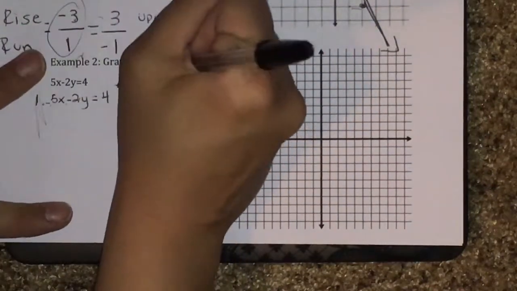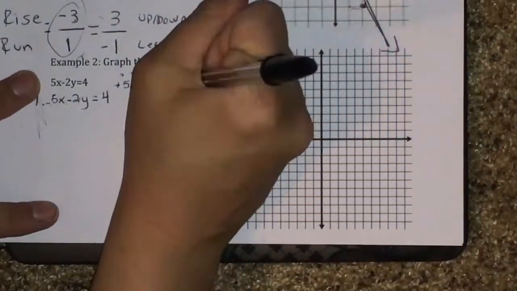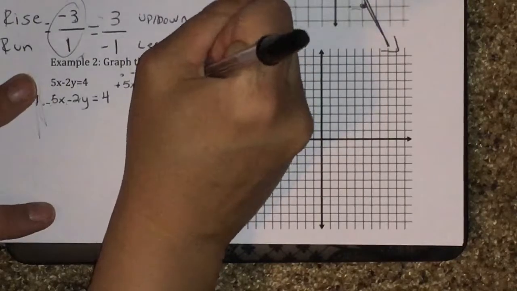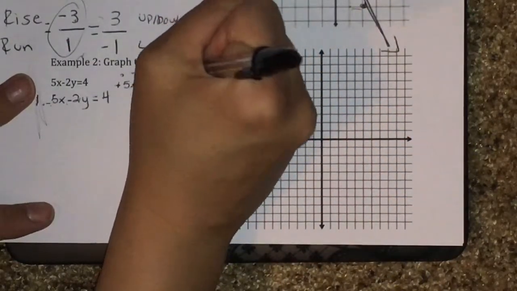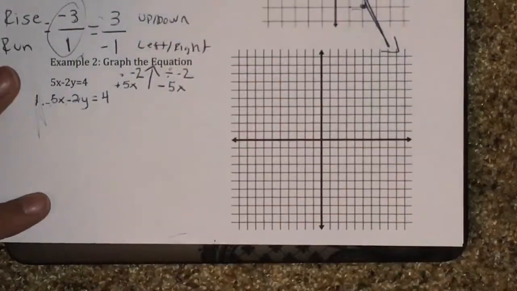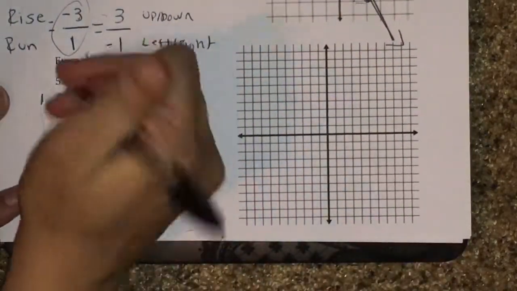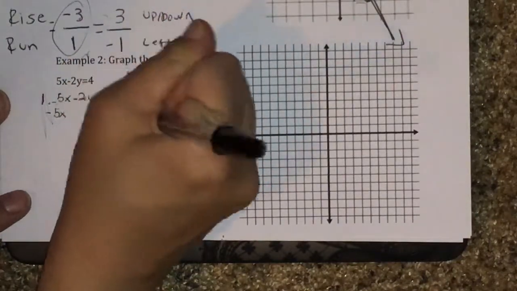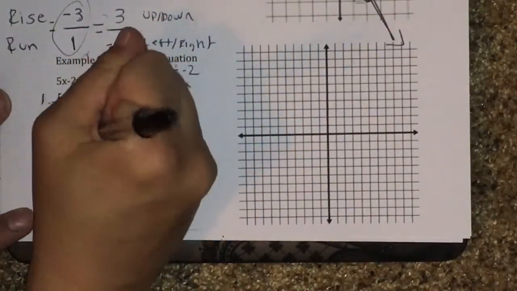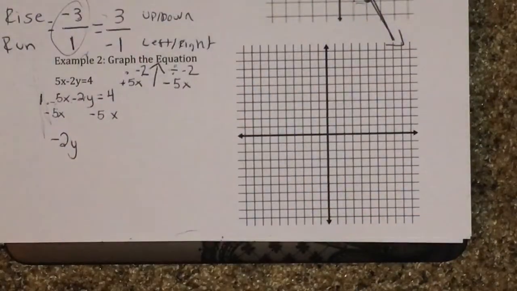So we need to do the reverse opposite. Instead of adding 5x, we're going to subtract 5x. Instead of multiplying by -2, we are going to divide by -2. Let's go ahead and do that now. So we subtract 5x from both sides. We get -2y, because that negative stays with the 2.